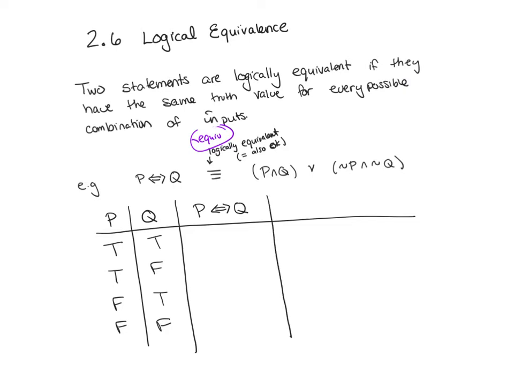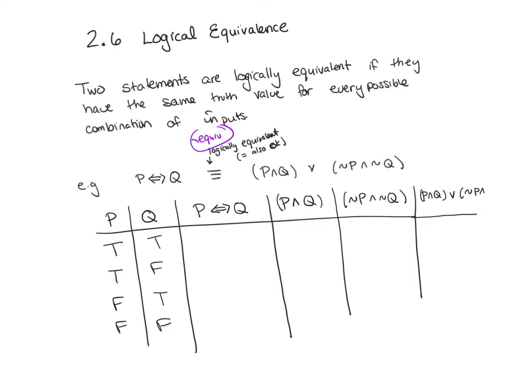And I'm going to build up this other one a little bit slowly, so I'll start with a P and Q. Then I'll also look at a not P and not Q. And finally, we'll put those two together to get P and Q, or not P and not Q.